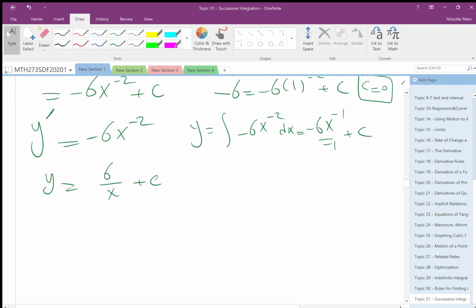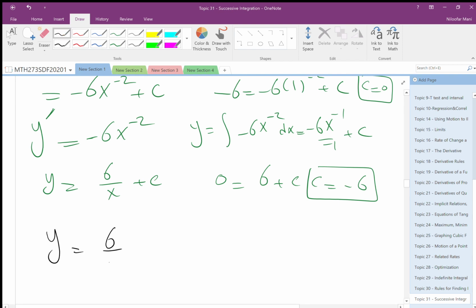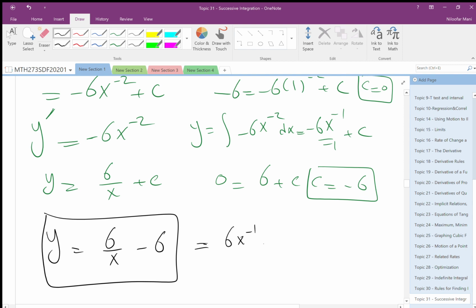So y at 0 equals 6 plus c, and c is -6. Okay, so look at this. My function is y equals 6 over x minus 6, and then I find y prime. So this is 6x to the power -1 minus 6, and y prime is -6x to the power -2. Makes sense?